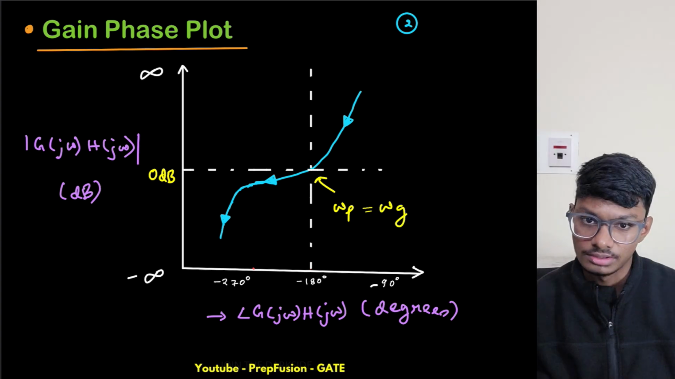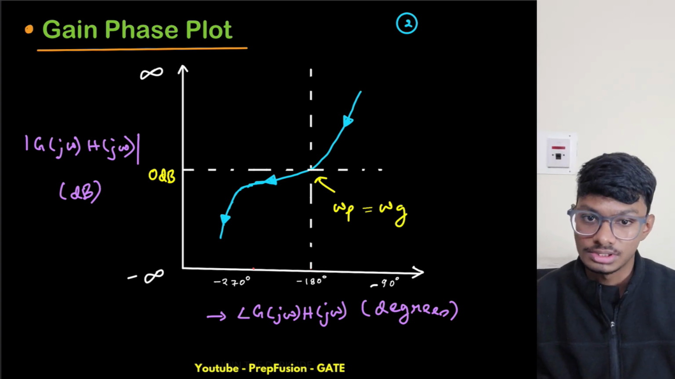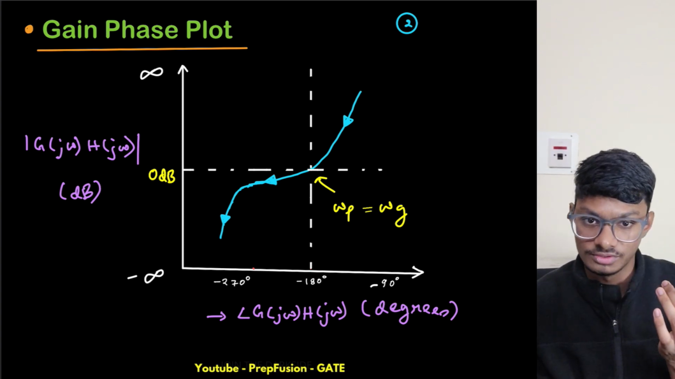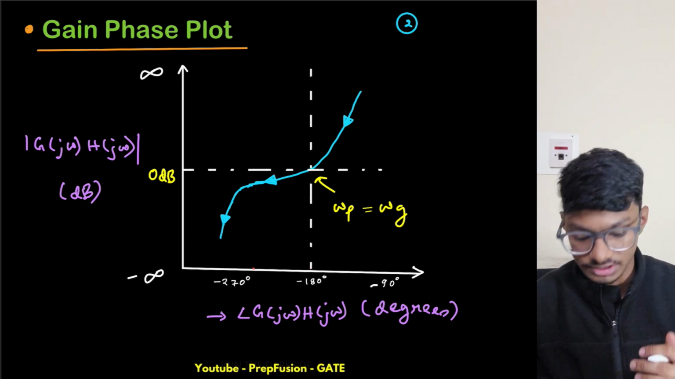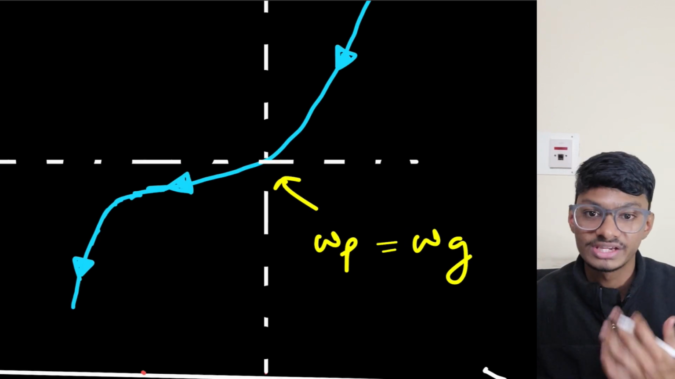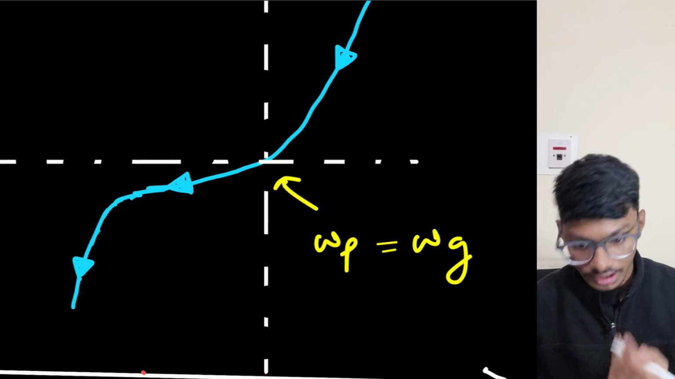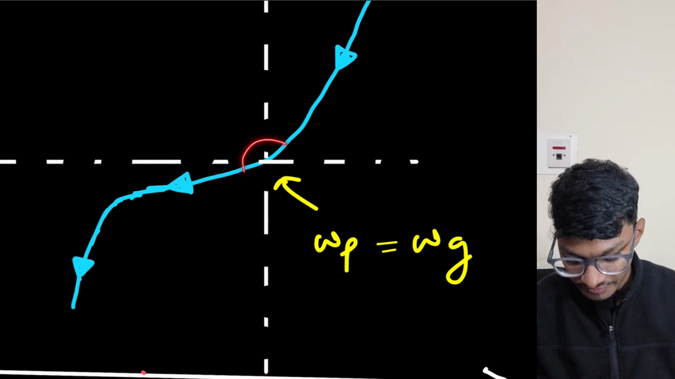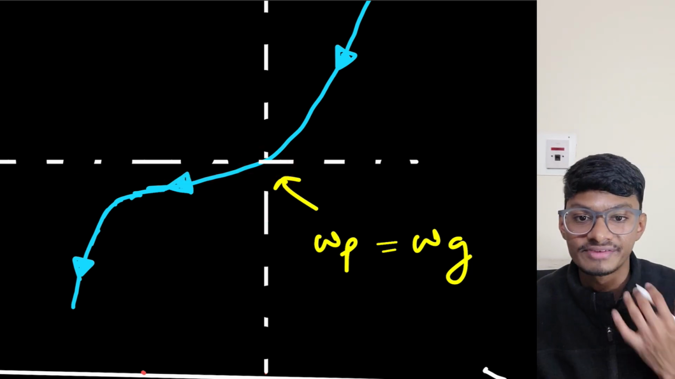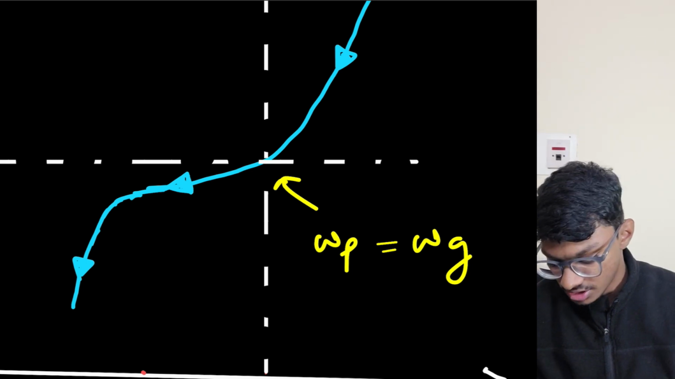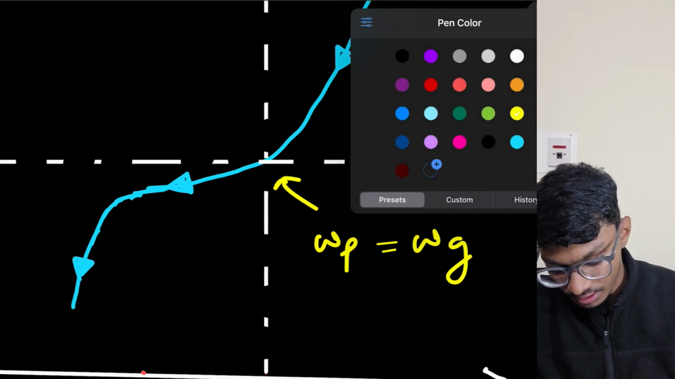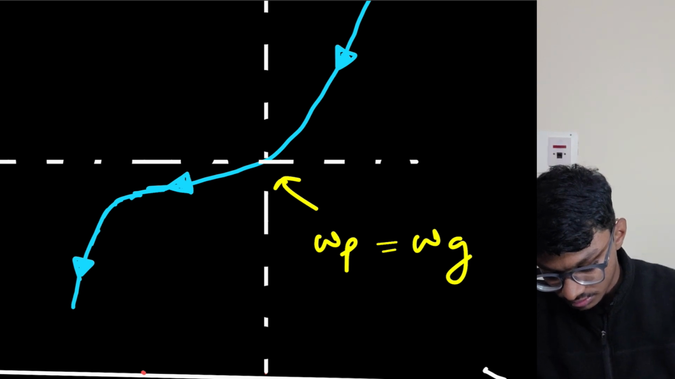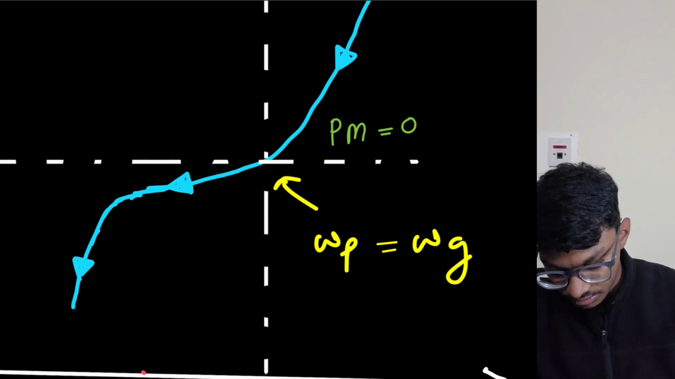What does this mean? This means my system is marginally stable. Whenever phase crossover frequency and gain crossover frequency are the same, my system becomes marginally stable. Also for phase margin, I need to add none. When my gain is 1, my phase is also minus 180 degrees. I don't need to add or subtract any phase lag. So I can say my phase margin equals 0.